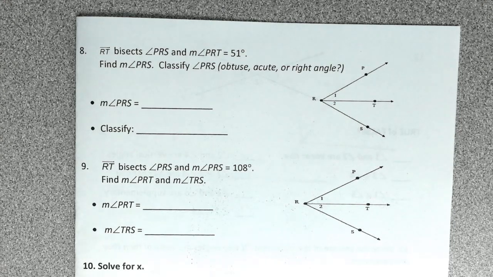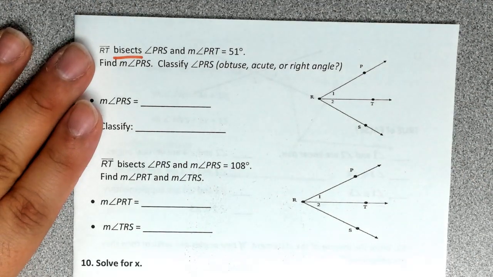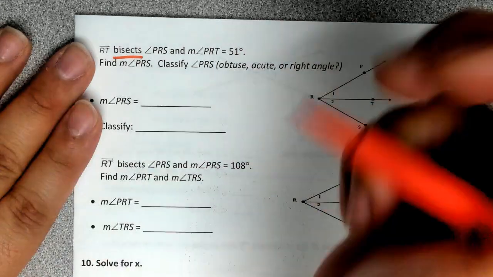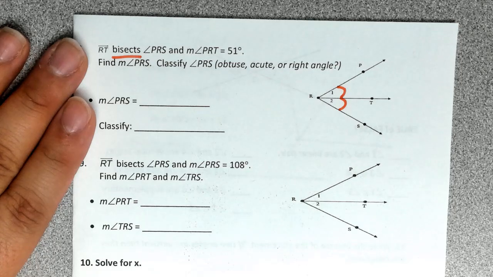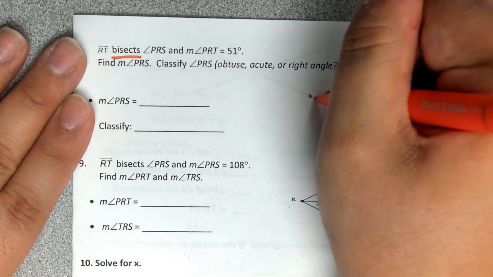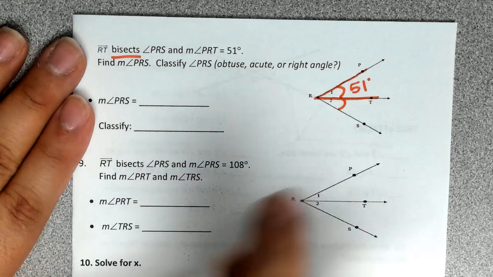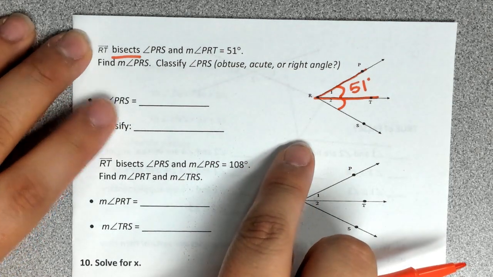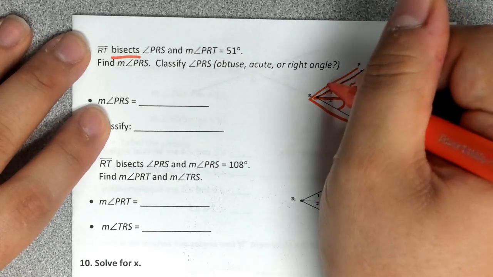For this next one, what's the key word? Bisects. Whenever I see the word bisects, we haven't done this in about a week. Anytime I see that word bisects, what did we say to do to our angle? Draw the little arcs. What do those little arcs mean? They're the same. So it tells us PRT is 51 degrees. If PRT is 51, make sure you're reading what it's asking for. What is PRS? What's the whole thing going to be?